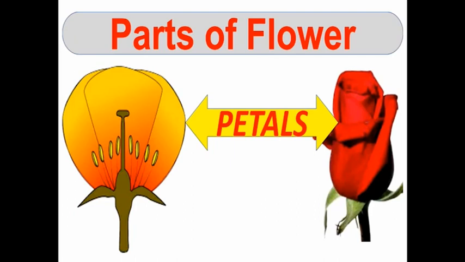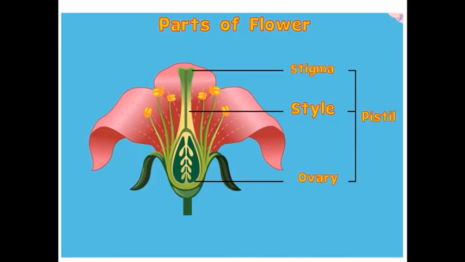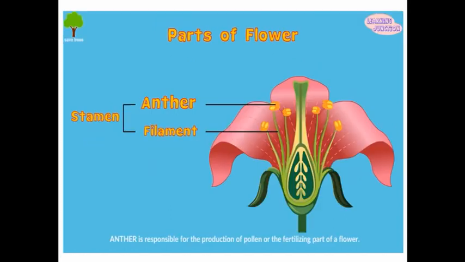Petals. Petals are the colored parts of a flower around the center of a flower. Next one, sepals. Sepals are the outer parts of a flower that enclose a developing bud. Next one is pistil. Pistil is the female part of a flower that includes stigma, style and ovary. Next one, stamens. Stamens are the male part of a flower which includes filaments and anthers.